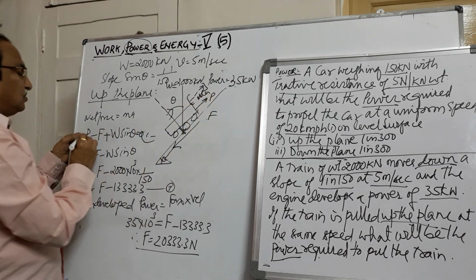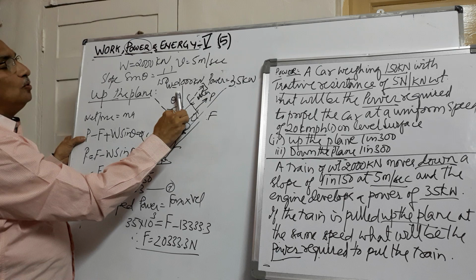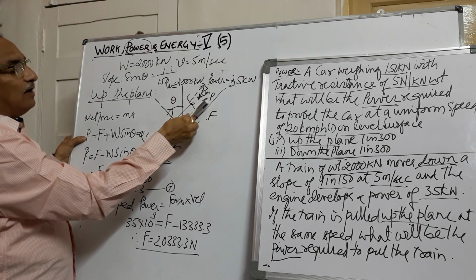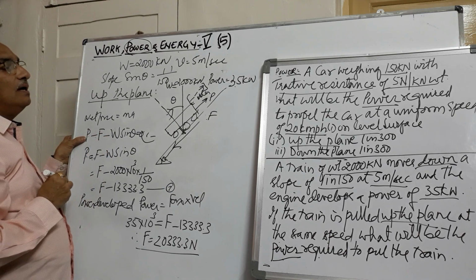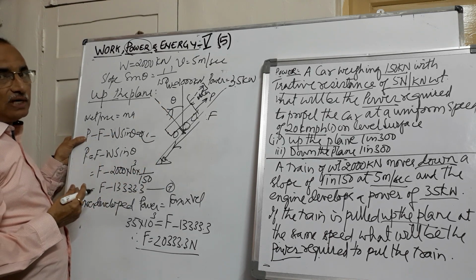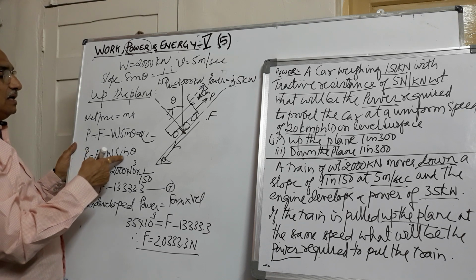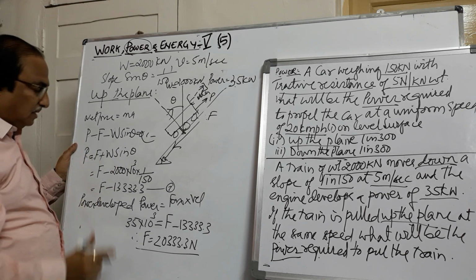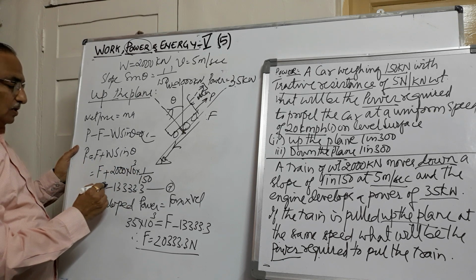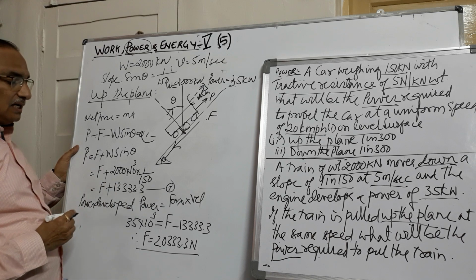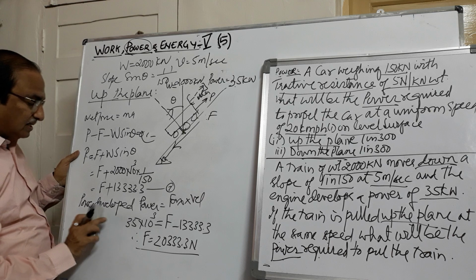So if P is this one, F is minus to that, and if I resolve this W parallel to the plane, I am going away and it is also towards left. So this will be equal to P minus F minus W sine theta, or P will be equal to F plus W sine theta. So here this will be equal to F plus 13333.